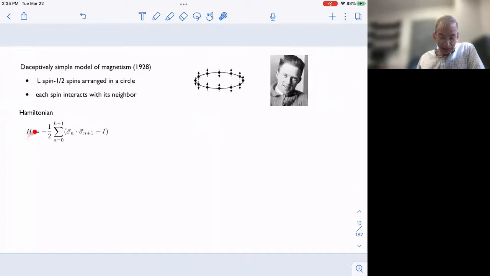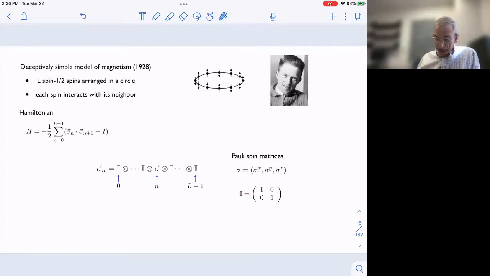So let me break it down for you. These sigma n's mean that we have L sites, which we number from 0 to L minus 1. At the nth site, we have Pauli matrices, and at all the other sites, we have the identity matrix, more precisely a 2x2 identity matrix. And these sigmas are the three familiar Pauli spin matrices, sigma x, sigma y, sigma z. So that's what these sigma n's are.